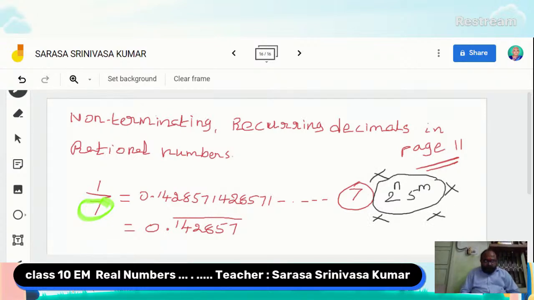So, when the denominator is not in the form of 2 power n, 5 power m, we get non-terminating recurring decimals in rational numbers. Now we consider different problems in this model.